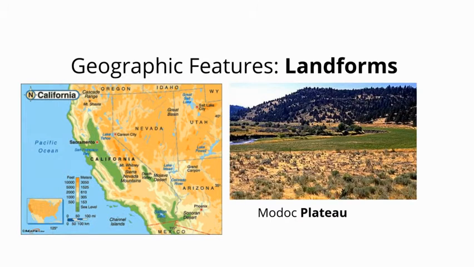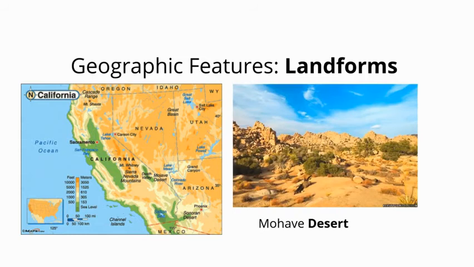A close cousin of the mountain is what's called a plateau. The Modoc Plateau is also in the north of California. The plateau is a tall, flat area of land. It's higher than the area around it, but unlike a mountain, it's flat, almost like a mountain with its head cut off. The Mojave Desert is located in southeastern California.